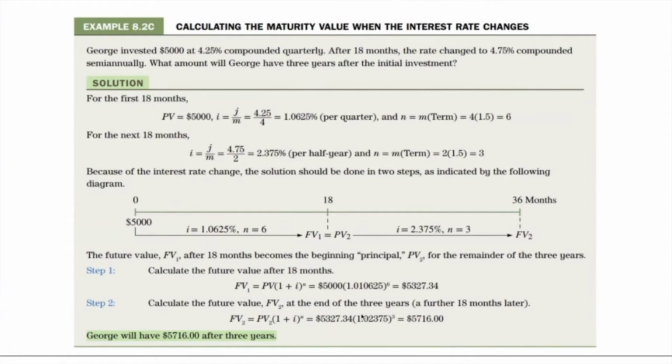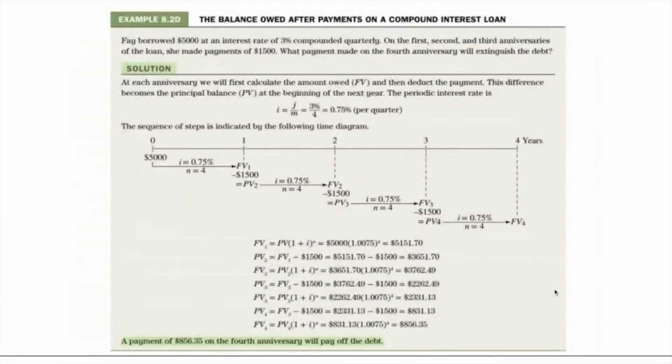Okay, so that's what we looked at there. We can also find, if we're missing a payment or missing a balance, we can figure out what the total amount is. So Faye borrowed $5,000 at an interest rate of 3% compounded quarterly. On the first, second, and third anniversaries of the loan, she made payments of $1,500. What payment made on the fourth anniversary will extinguish the debt?